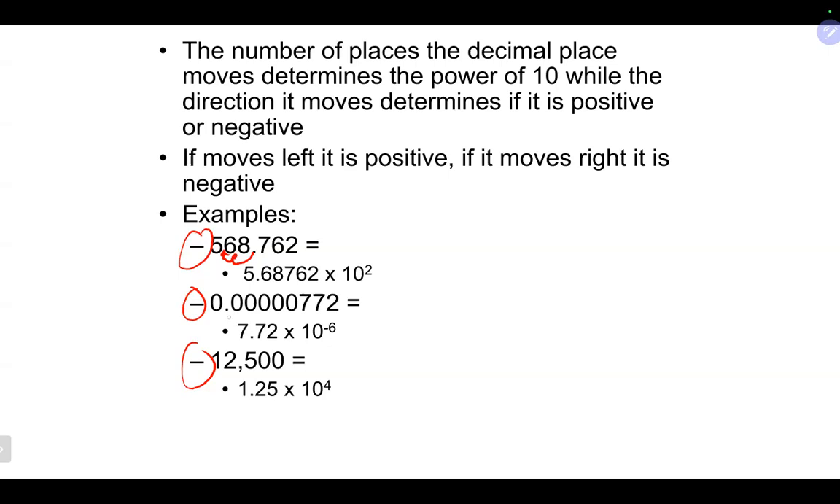For the second one, we would need to go this way. 1, 2, 3, 4, 5, and 6 places. That's a small number, so that gives us 7.72 times 10 to the minus 6. And lastly, here we would go 4 places, and that would get us 1.25 times 10 to the 4.